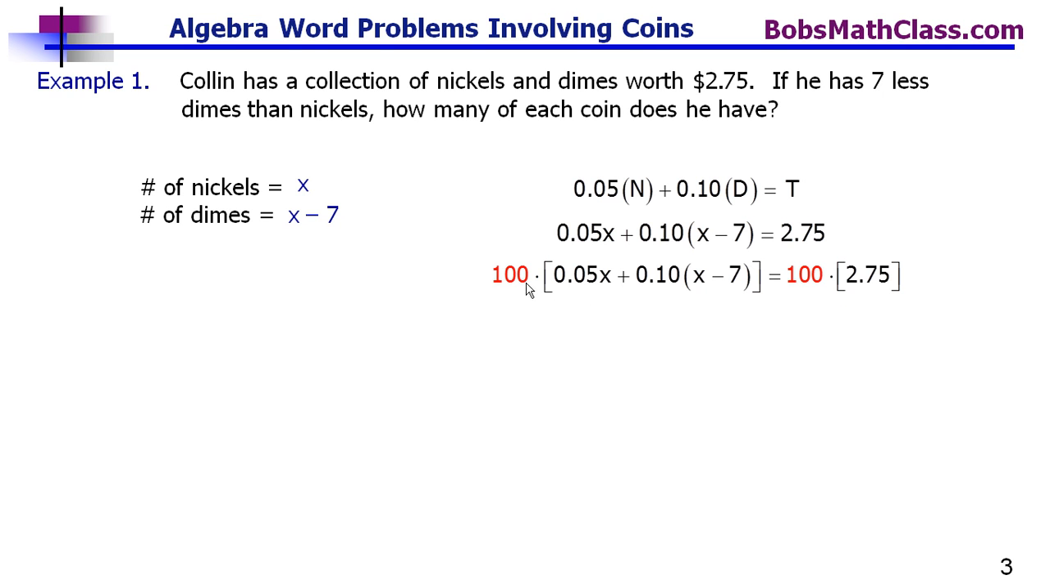When you multiply this left side by 100, you have to distribute this 100 to both of these products. Okay, now what's 100 times 0.05? That'll just be 5. And 100 times 0.10, that'll be just 10. And 100 times 2.75 is 275.